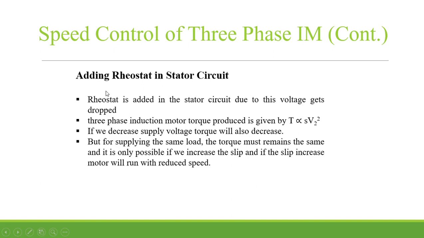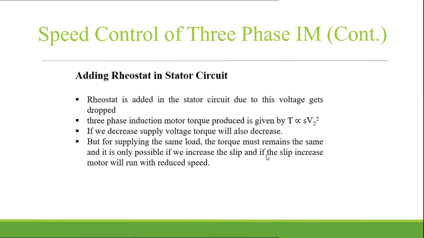Three-phase induction motor torque is directly proportional to s into V square or E2 square. This we have already seen. So if we decrease the supply voltage, torque will also decrease. But we always need to keep the torque the same, which means we have to increase the slip. If slip is increasing, then what will change? The rotor speed will change. Rotor speed will reduce if slip is high, that means the rotor speed is low. Like that we can control the speed of a three-phase induction motor.